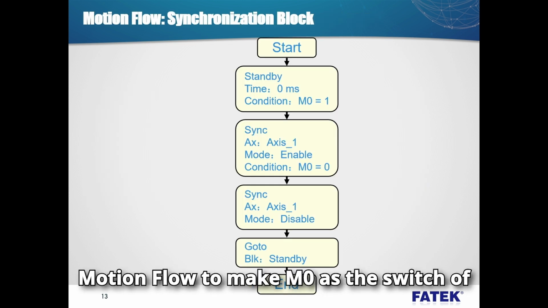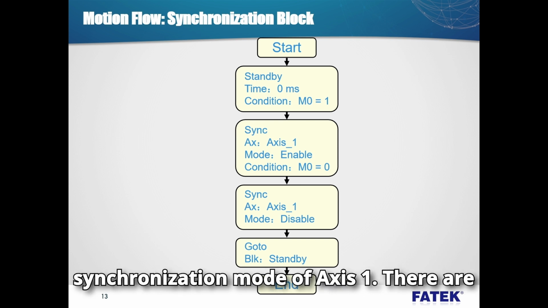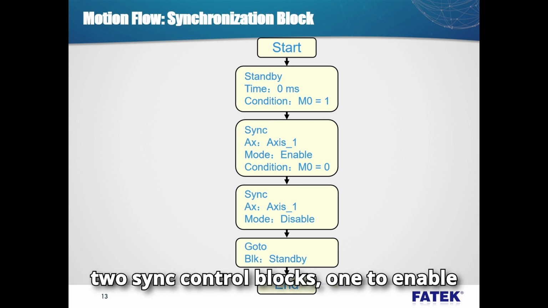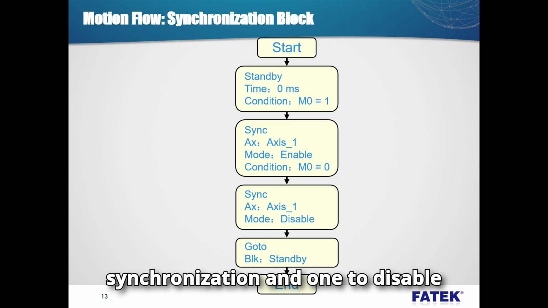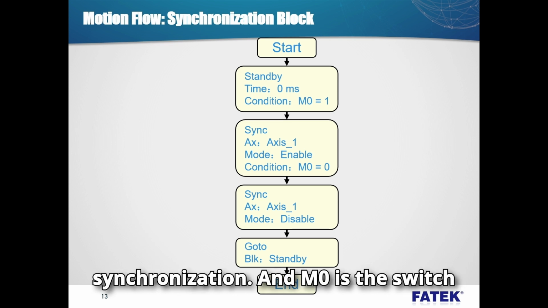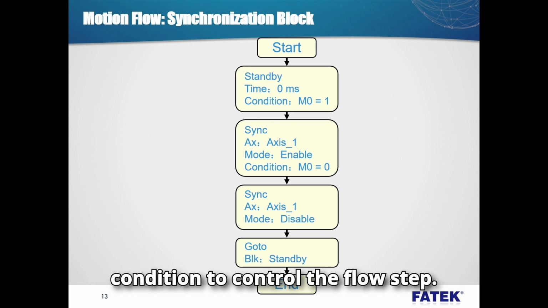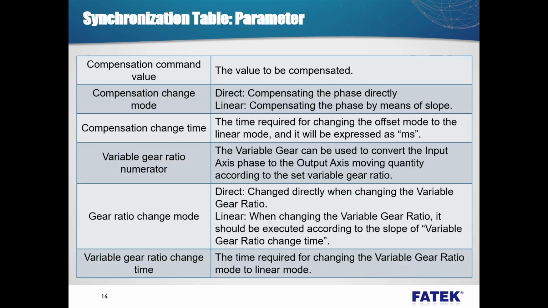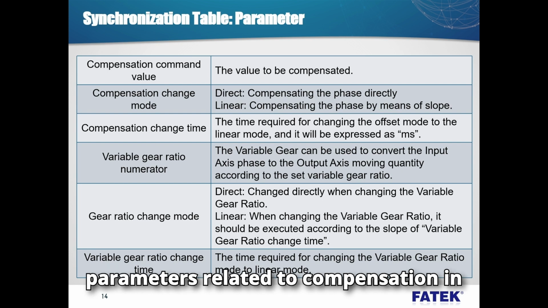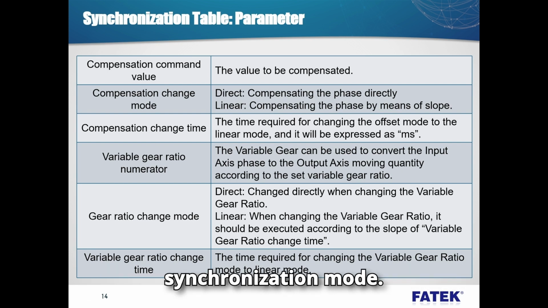Here is an example of a motion flow to make M0 the switch of synchronization mode of axis 1. There are two sync control blocks, one to enable synchronization and one to disable synchronization. M0 is the switch condition to control the flow step. These pages show the explanation of parameters related to compensation in synchronization mode.